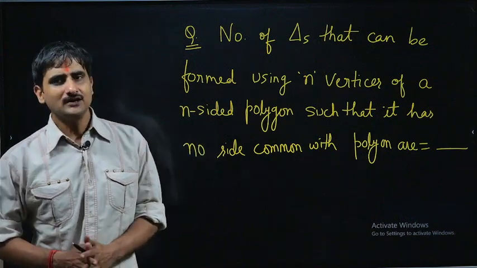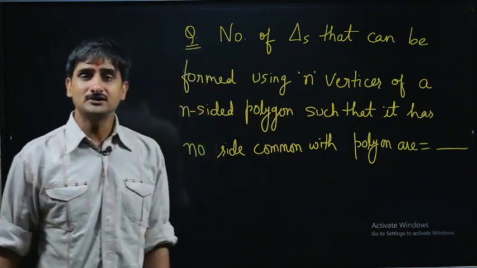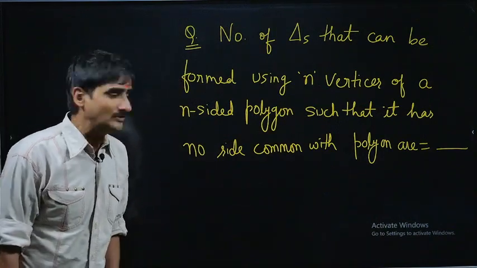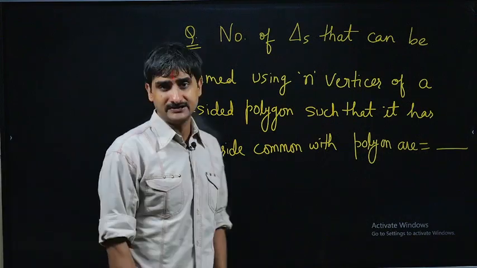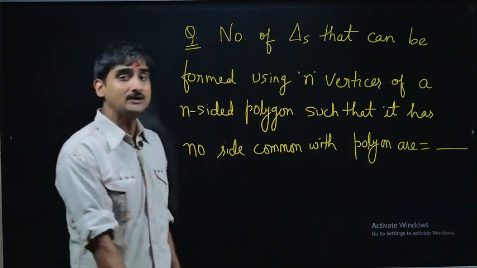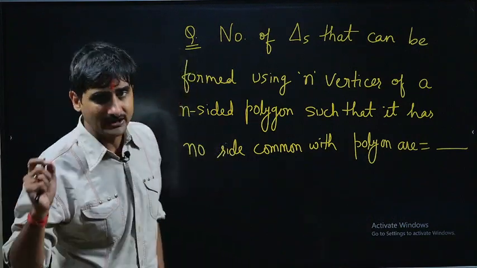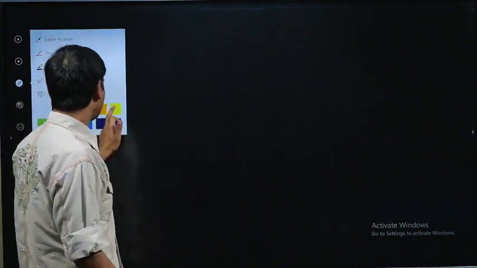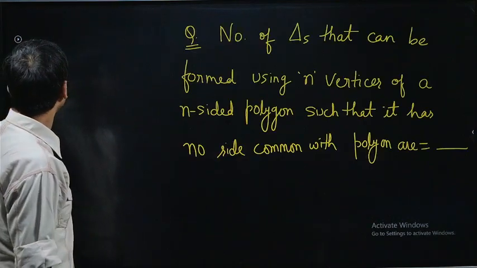So students, today we have this question of permutation and combination. The question is: the number of triangles that can be formed with the n vertices of an n-sided polygon such that the triangle has no side common with the polygon. See how I tried this question, or how I solved this question.